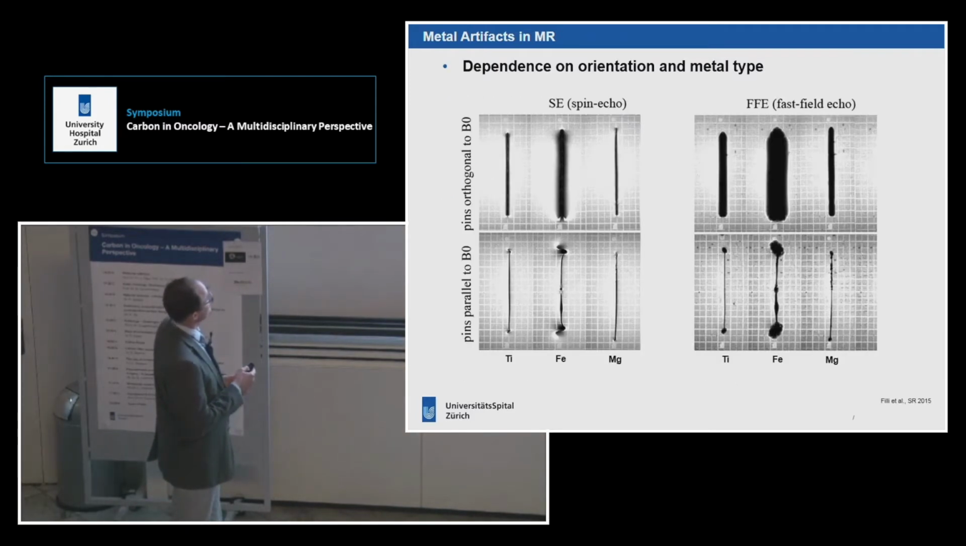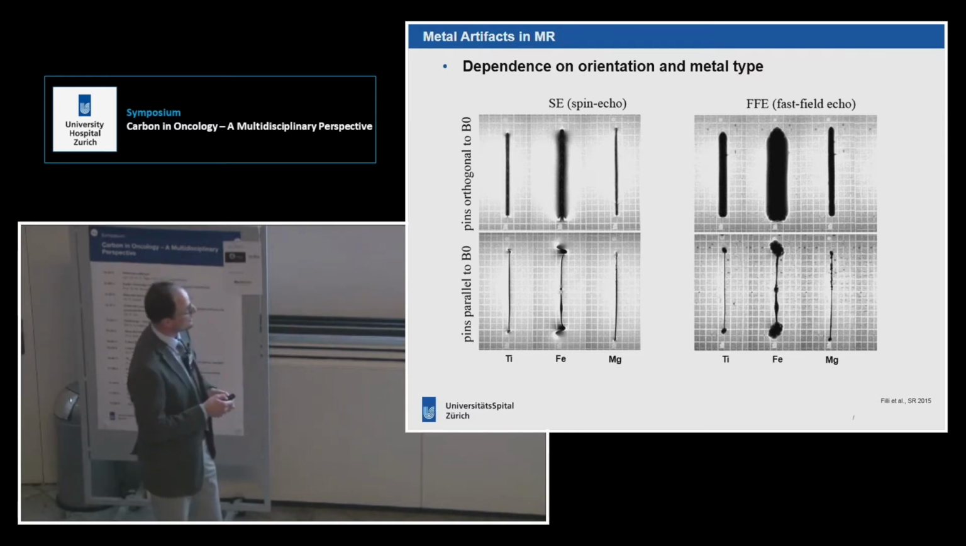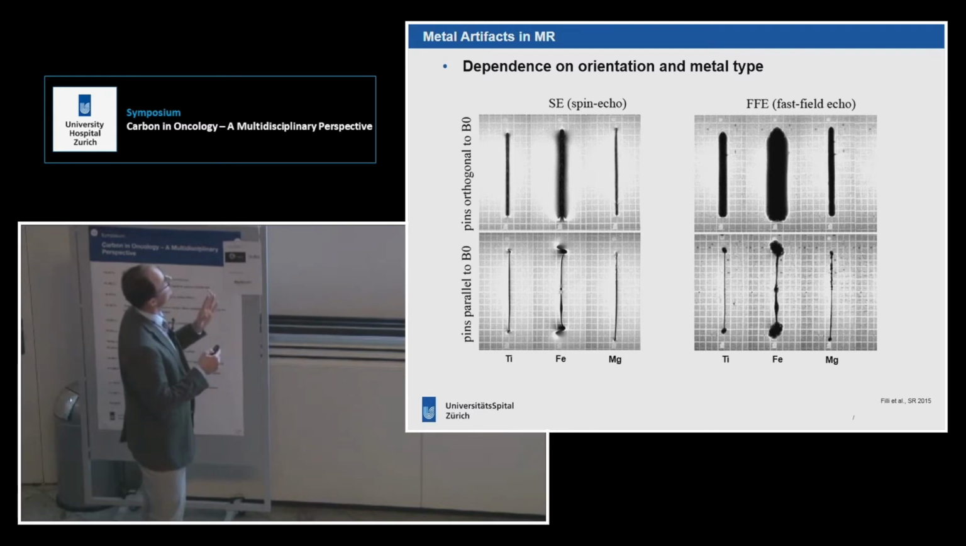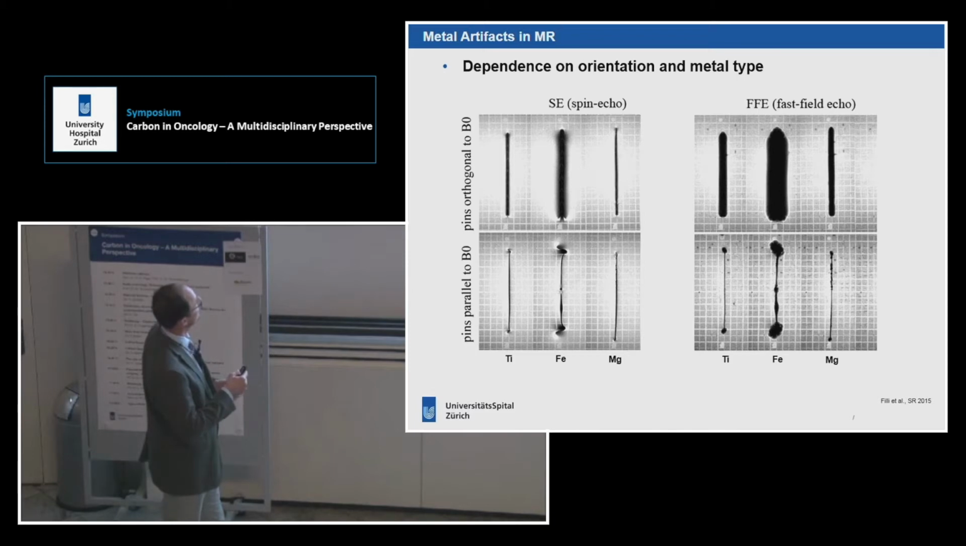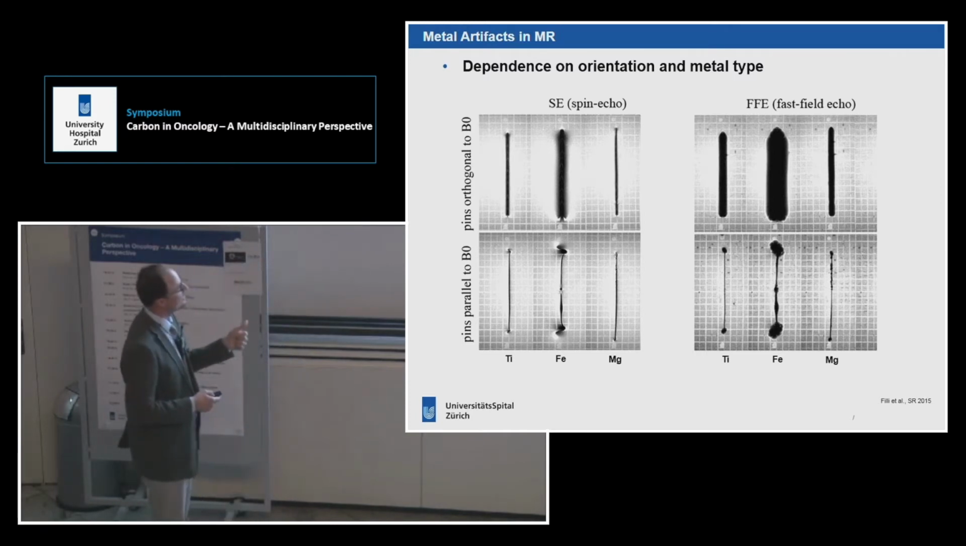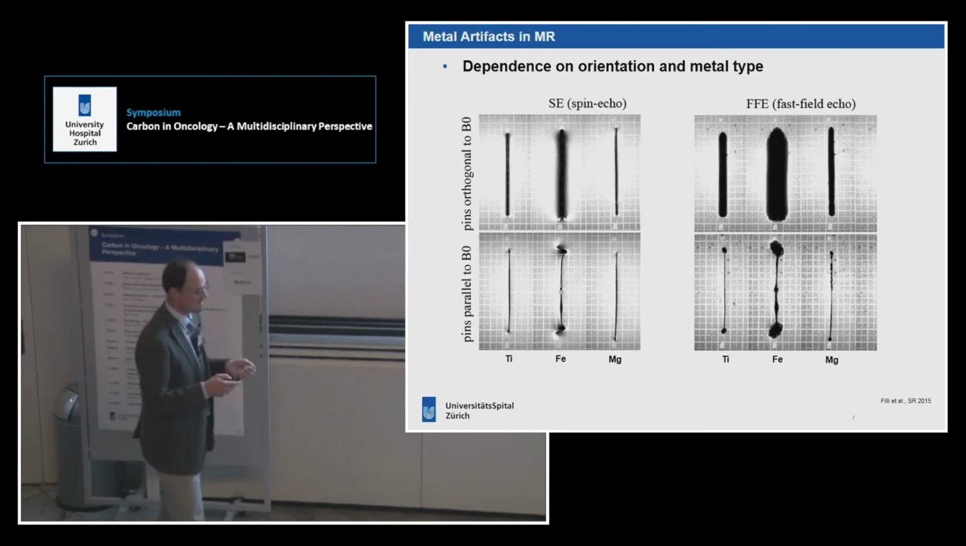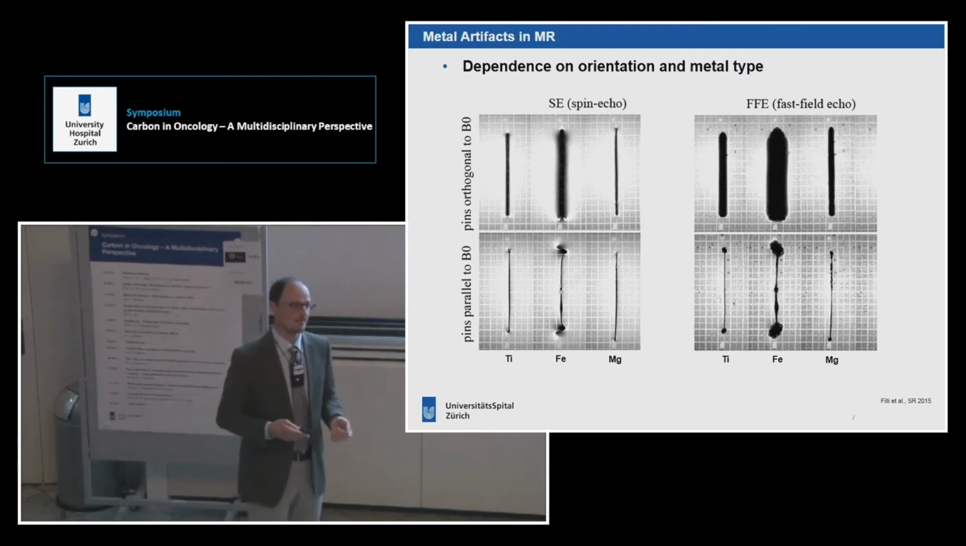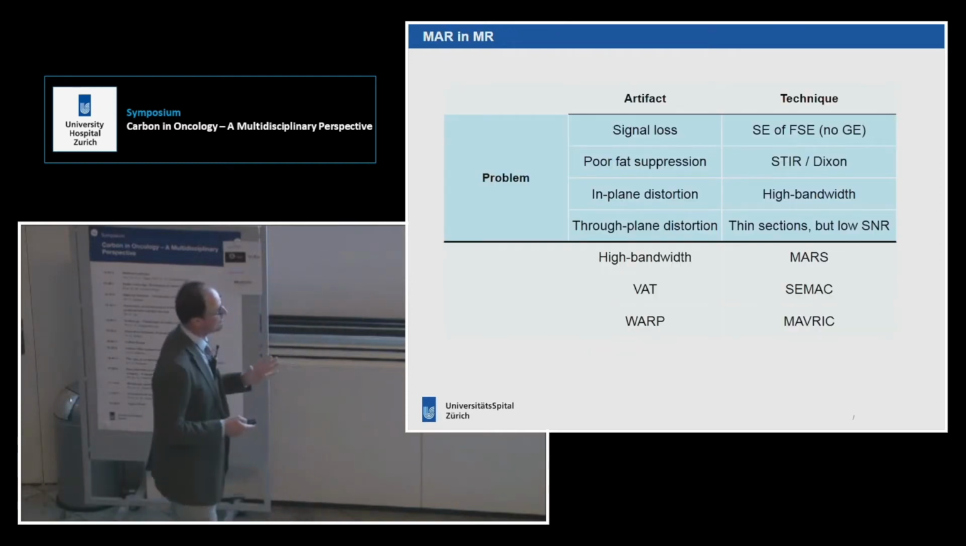This is another example. It's not only depending on the material that we use, for example titanium rods or iron rods. It's also dependent on the orientation that those rods have compared to the B0 field. For example, if you have the screws oriented in an orthogonal direction, you have more severe artifacts than when you have them oriented parallel to the magnetic field. So material, geometry, the orientation to the B0 field and the sequences themselves all come into play when we talk about artifacts in MR imaging. But there's also a bunch of solutions at hand for decreasing those artifacts.